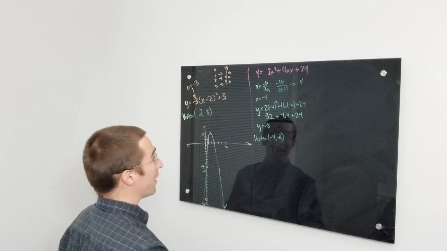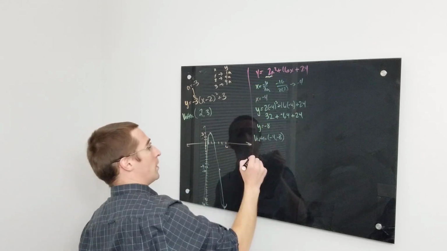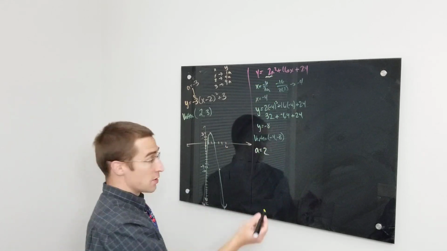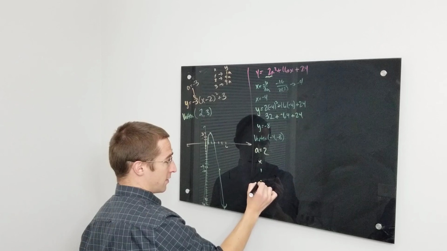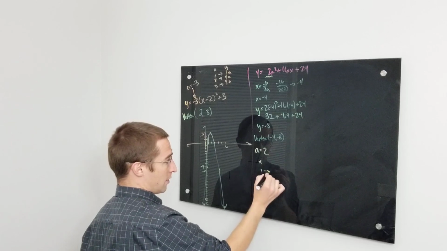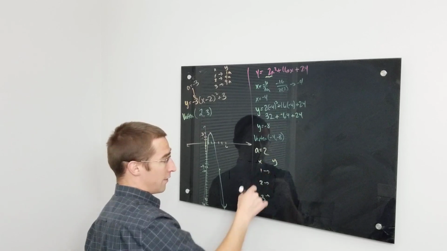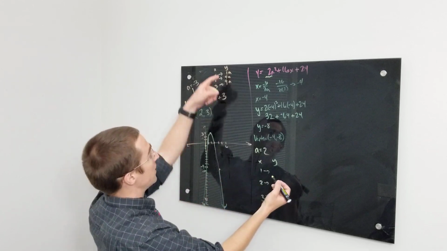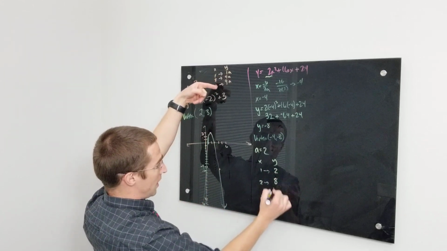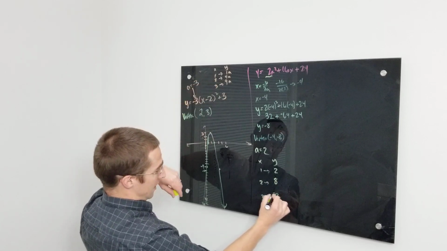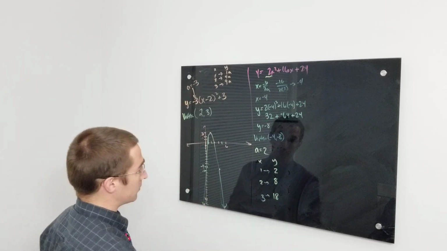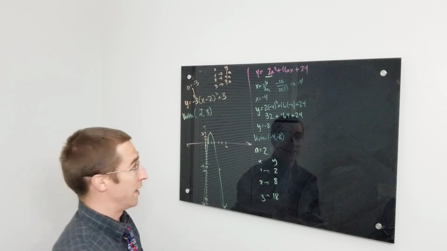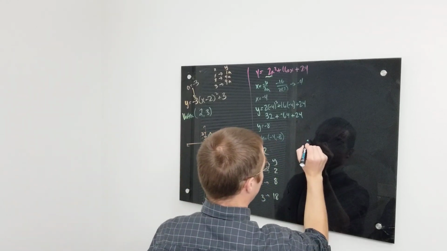And then my a value, right, a equals 2. So when I start from my vertex, right, if I go right or left 1, right or left 2, right or left 3, my y is going to change by double those. So it's going to be 2, 8, 18. Okay, so let's go ahead and just graph it out now. So negative 4, negative 8.